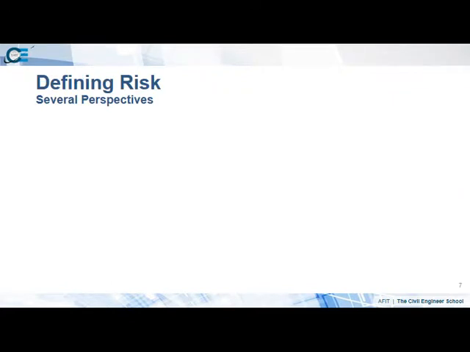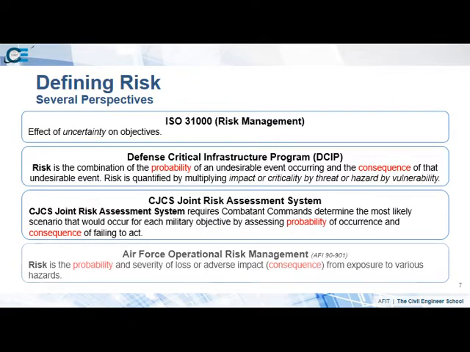Like many of the principles of asset management, it kind of depends on who you ask for a definition for risk. If we look at ISO 31000, which is the international standard for risk management, they define it as the effect of uncertainty on objectives, sort of from a more generic organizational standpoint. If you look at the Defense Critical Infrastructure Program, or DCIP, they define it as the combination of the probability of an undesirable event occurring and the consequence of that undesirable event.